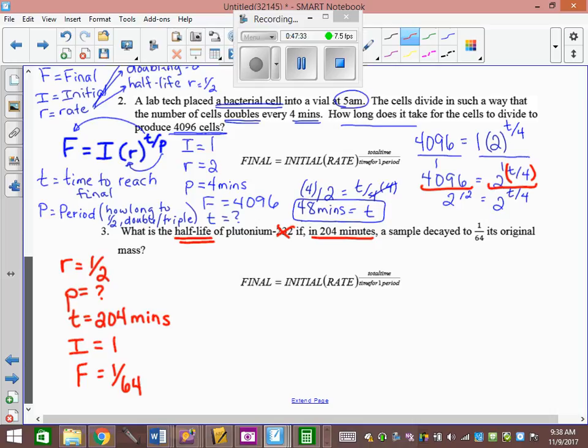Does that make sense? Because that's where I lose people. They're like, I need to know what the initial is. You can make it be whatever you want. When you divide it over, it'll be 1/64th. Okay? So we have 1 over 64 equals 1, bracket, 1/2 to the 204 over p. Divide the 1 over, and I have 1 over 64 equals 1/2 to the 204 over p.